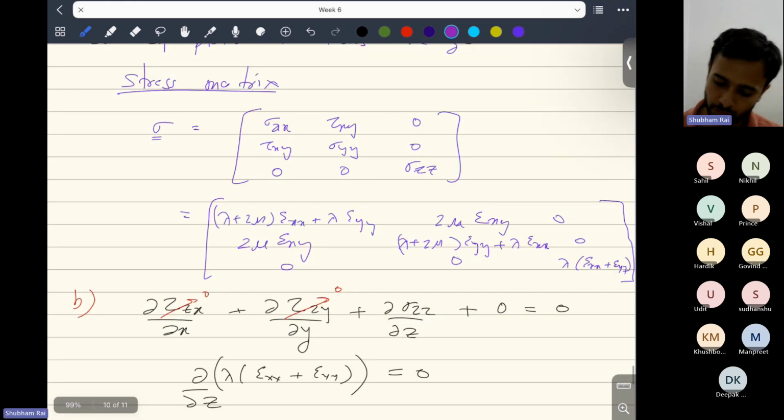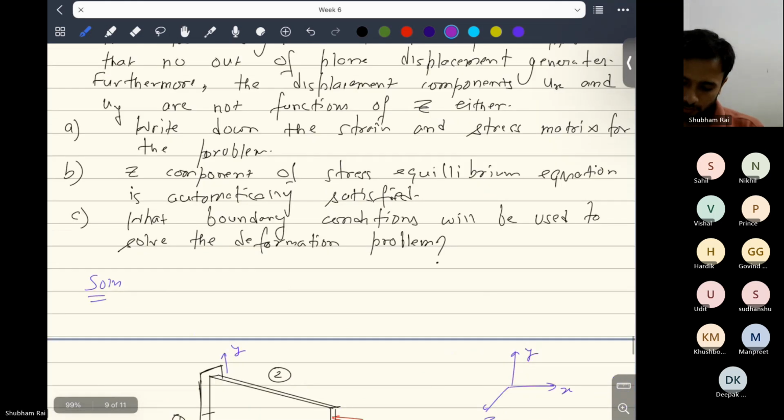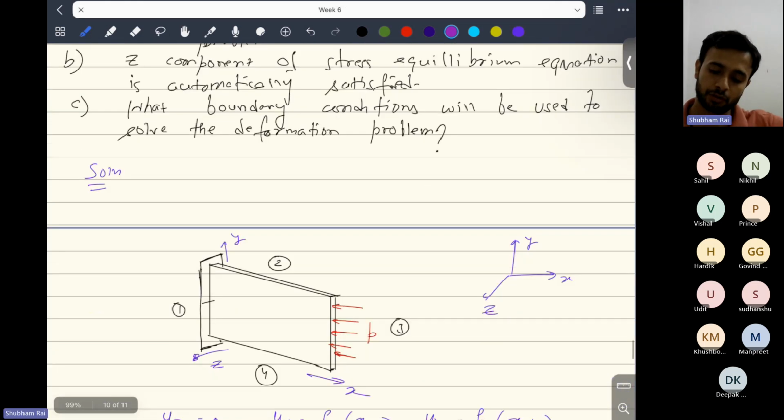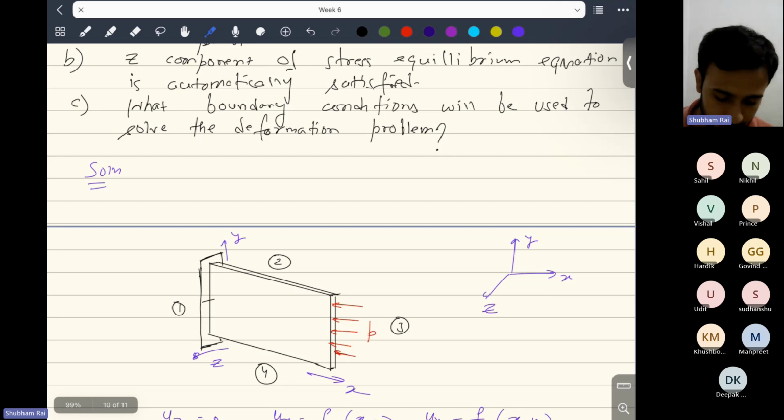Now in the third part of the question, you have to write what boundary condition will be used to solve the deformation problem. So the boundary conditions for this: on this edge here, which corresponds to x equal to 0 and y and z can be anything, ux and uy will be 0, and uz is 0 everywhere anyway.